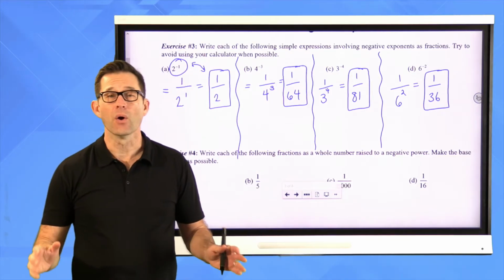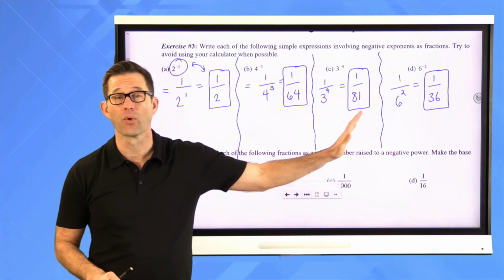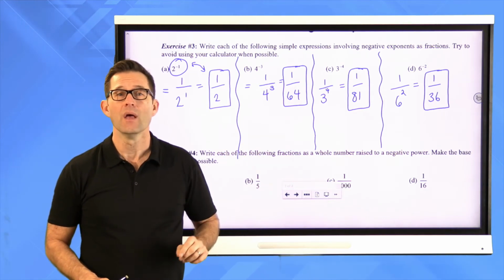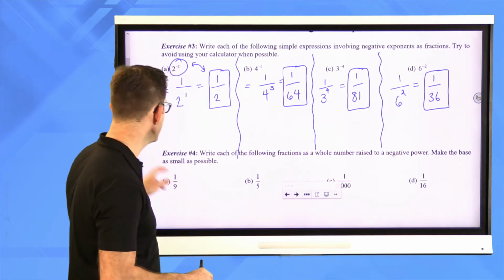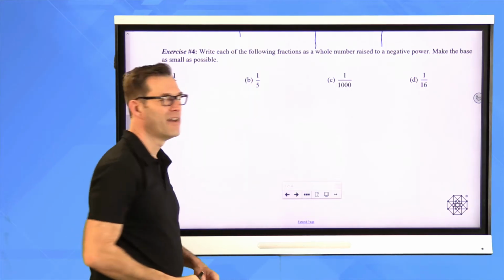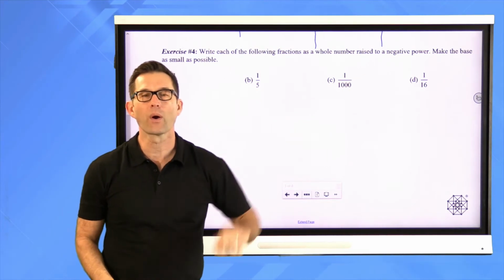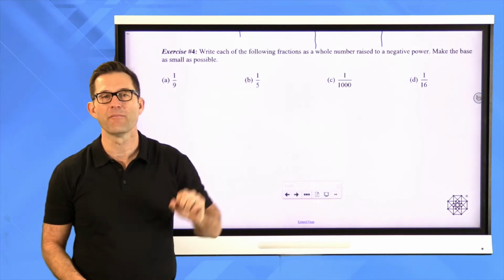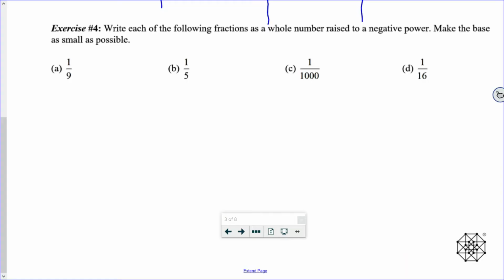So it's one thing to be able to move in this direction, and it's very important to be able to do so. But we also want to be able to go in the other direction. There are certain times when we can take a fraction, especially what's called a unit fraction. This is what we're going to be doing in exercise 4. When we have a unit fraction, i.e. 1 divided by a number, we're going to want to write that as some number raised to some negative power. So let's take a look at exercise 4 and get some practice with that.